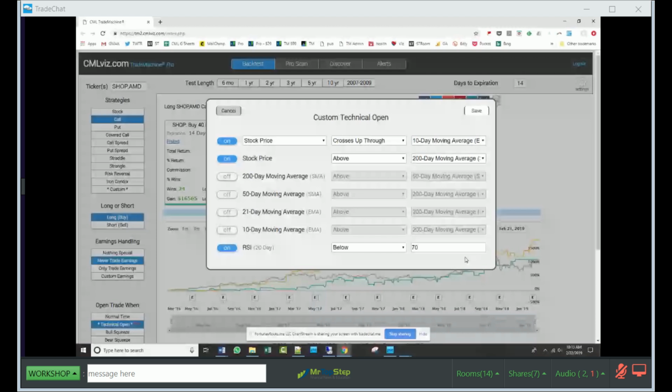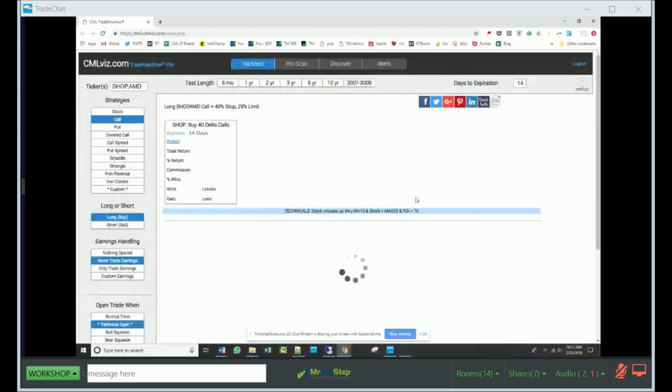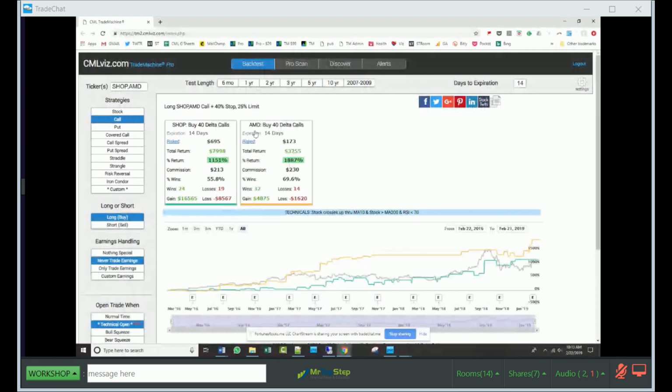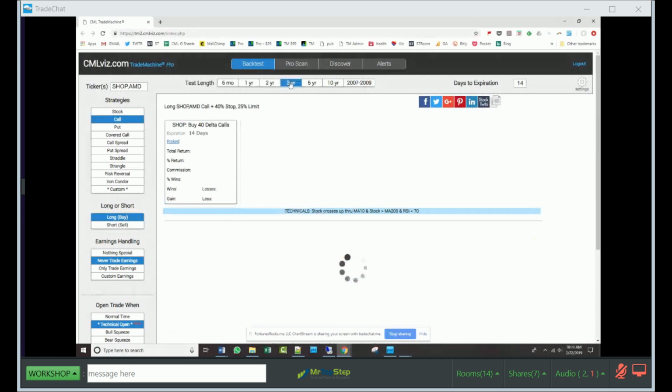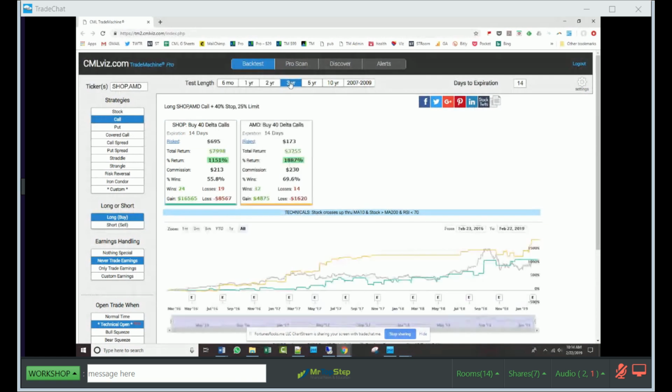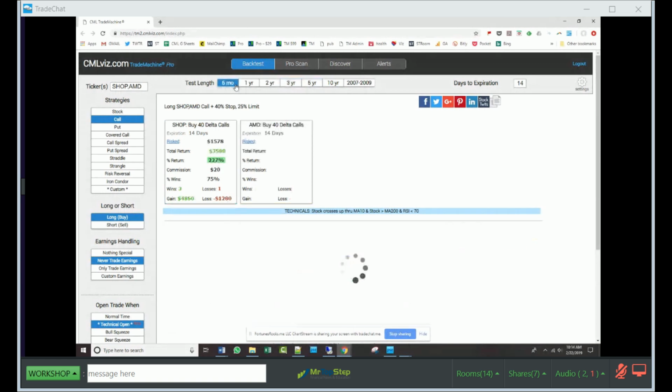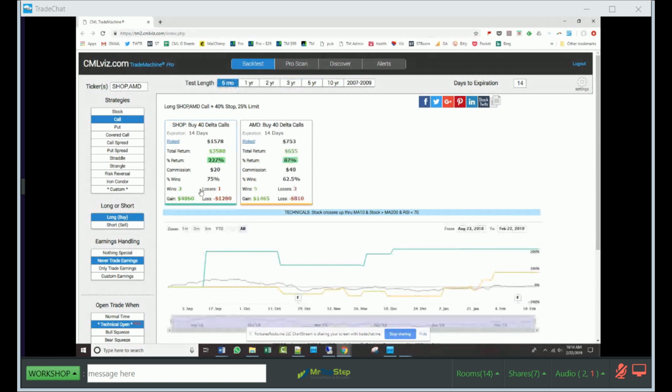And these are the results for Shopify and for AMD. Right, so you're looking at over 50% win rates and large returns. This is over 3 years, right? You can sort of zoom in and look during essentially when the market was collapsing, and it worked even when the market was collapsing, right?